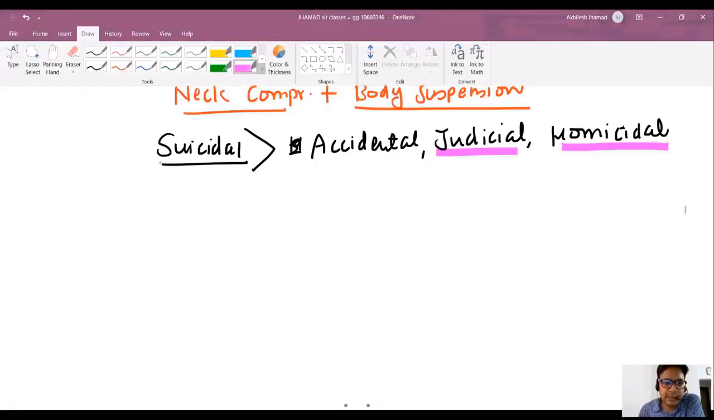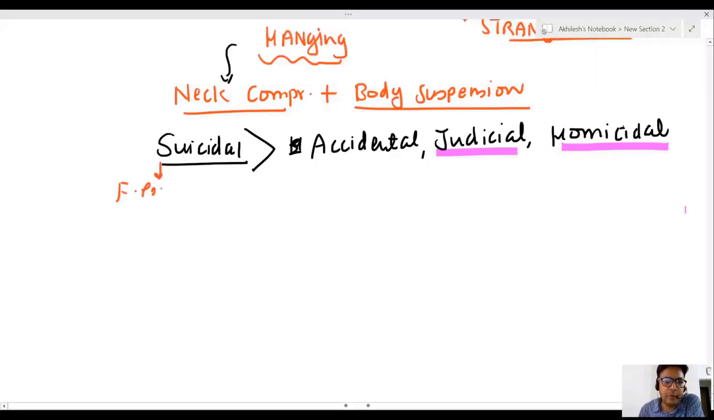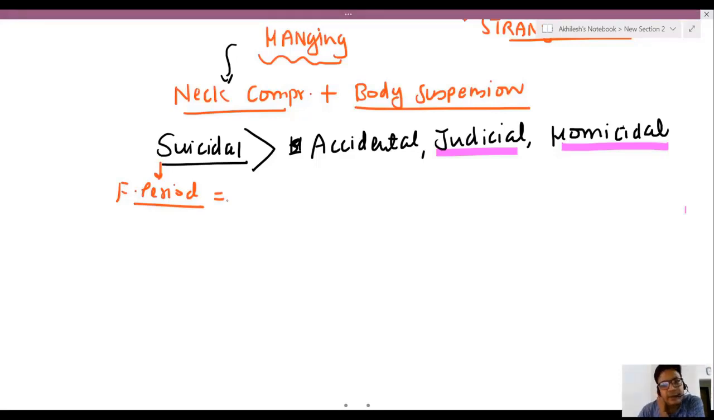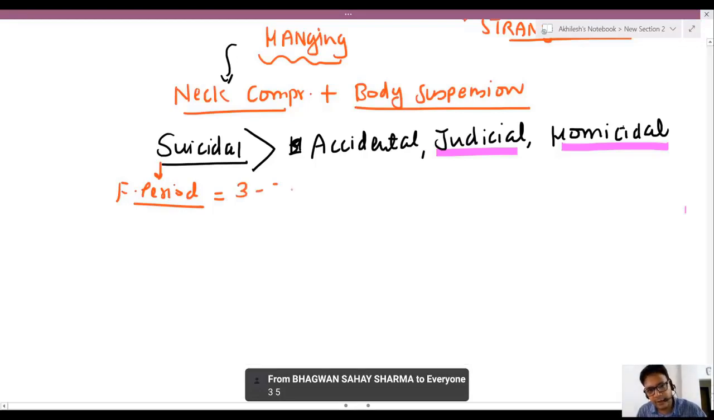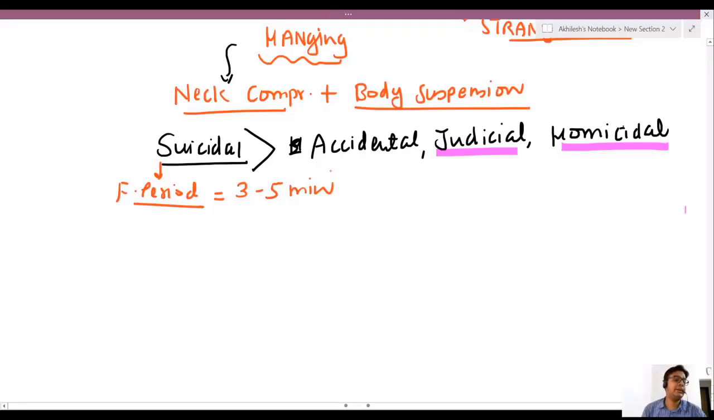Why is it most common, sir? What was the fatal period in drowning, anyone? 5 to 8 minutes. Okay. Sir, in suicidal hanging, the fatal period is 3 to 5 minutes, very less. And observe, it is an almost painless method, no pain. So suicidal hanging is very common because it's a painless method.